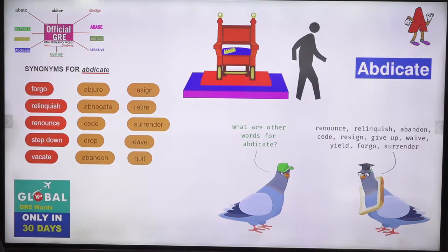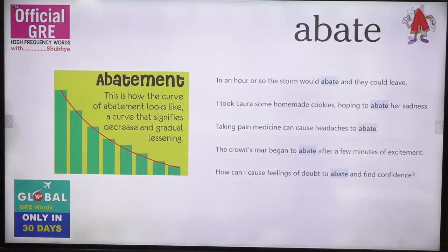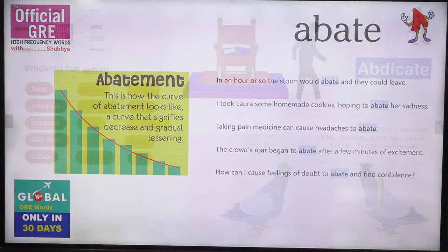Three-fourths so far. First was your abase, that is humiliating someone. The second word was your abdicate, that is when you're finally giving up something. And the third word is abate, that is you are decreasing the intensity of something.